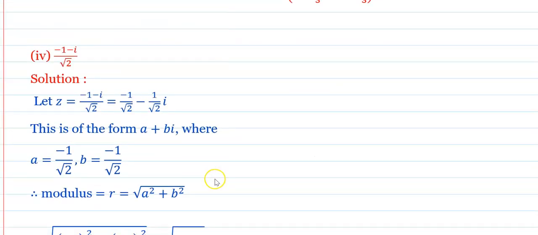Okay. Now the next, minus 1 minus i upon root 2. Let z be equal to minus 1 minus i upon root 2. Now we will split it up, that is, minus 1 upon root 2 minus 1 upon root 2 into i. Here a is equal to minus 1 by root 2, b is equal to minus 1 by root 2. Both are negative, and the given point lies in the third quadrant. This is the third quadrant. Both are negative.